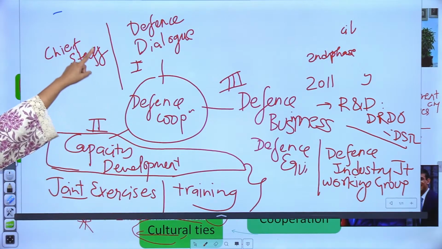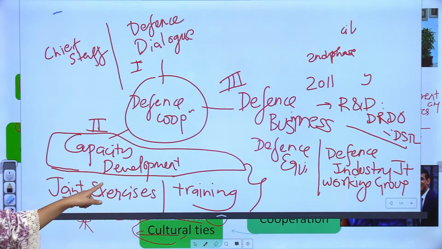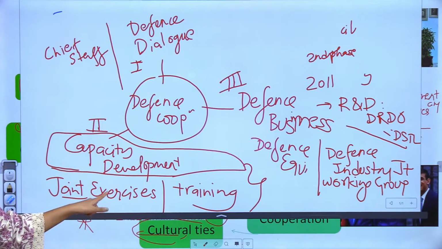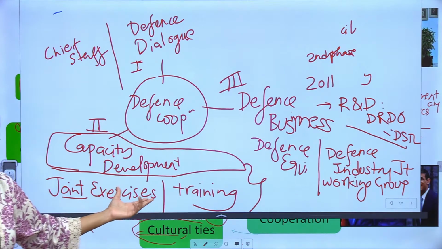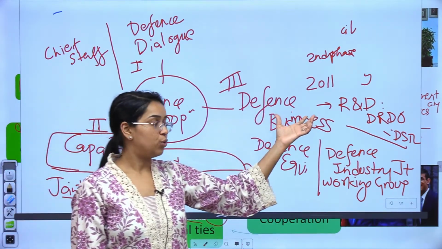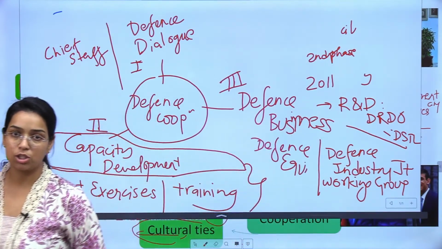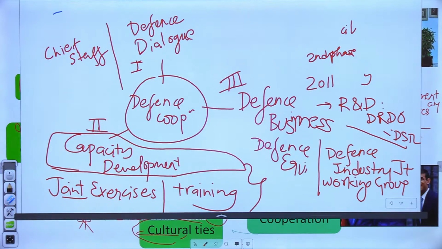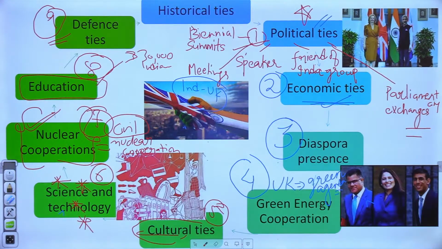They are discussing the defense issues at a higher level, right? Then they are working on building the capacity of their own armies and navies by joint training, by joint exercises, right? Then they are also doing defense business with each other and with the rest of the world also. That is why again the defense cooperation becomes an important part of the bilateral tie, right?